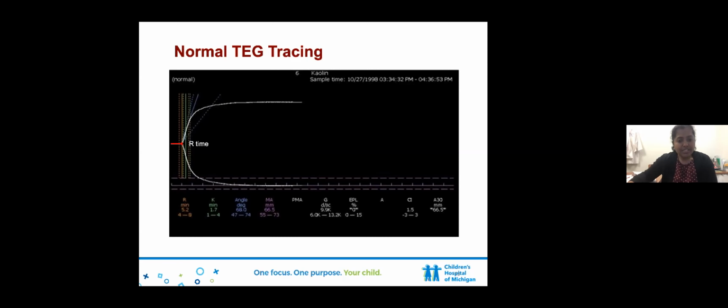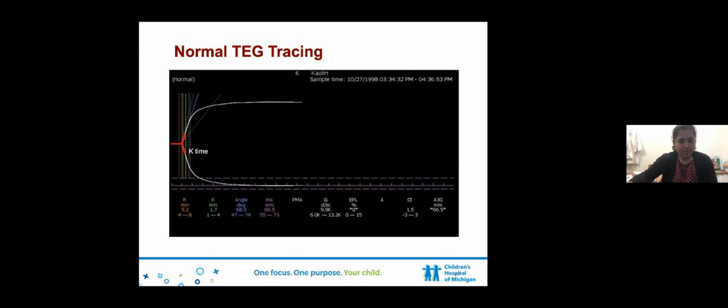Okay. Once fibrin strands are generated and the pin and the cup are forced to move in unison, then you find that this curve is generated. And essentially the time that it takes to make a curve that is 2 millimeters long is referred to as the K time.